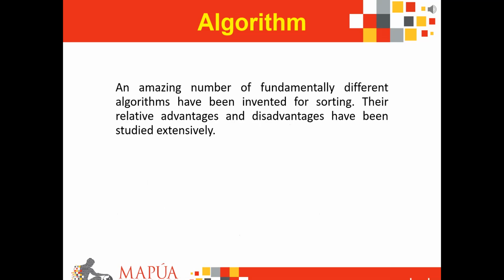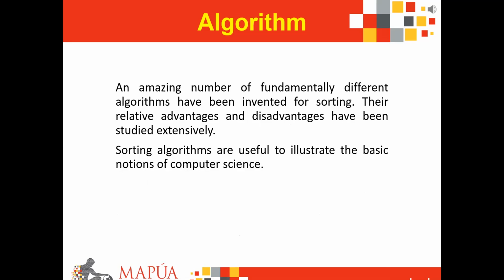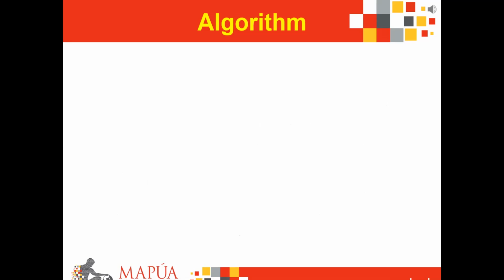Sorting is also important because an amazing number of fundamentally different algorithms have been invented for sorting. Their relative advantages and disadvantages have been studied extensively. Sorting is important because it is very useful to illustrate the basic notions of computer science. Here are some common sorting algorithms. You have the bubble sort.